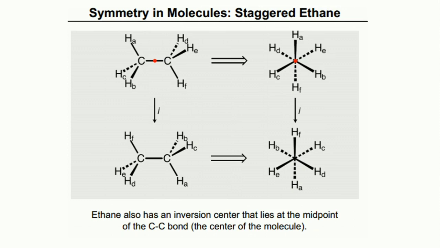Ethane also has an inversion center that lies at the midpoint of the carbon-carbon bond. Here we can see this is the carbon-carbon bond, the center of the molecule. Every time for the inversion center we need to find the center of the molecule, and this is the midpoint of the staggered ethane. This is another addition of symmetry operation in staggered ethane. So far we have 10 symmetry operations found in the staggered ethane.